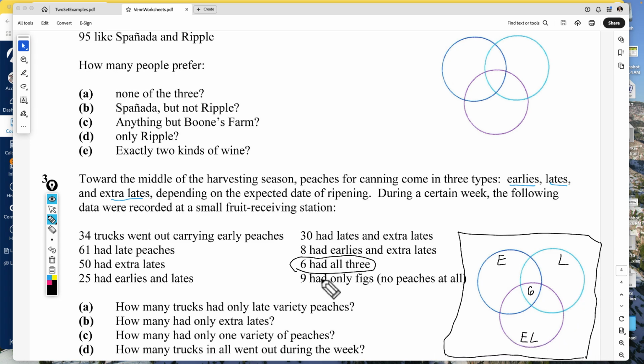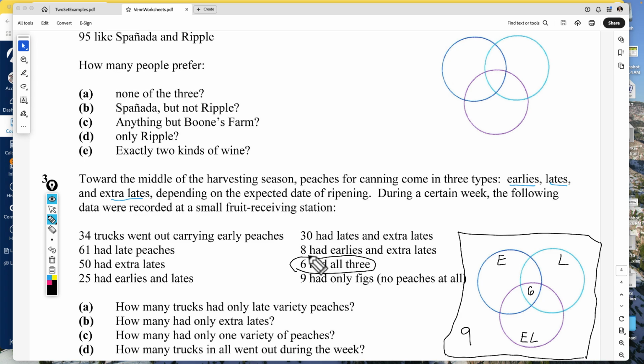Depends on the information they gave you. 9 had only figs, no peaches at all. Where would those go? On the outside. They don't always give you that. Sometimes you have to fill out the circle before you get there, but we know that there's 9 here, trucks that had nothing. Okay.